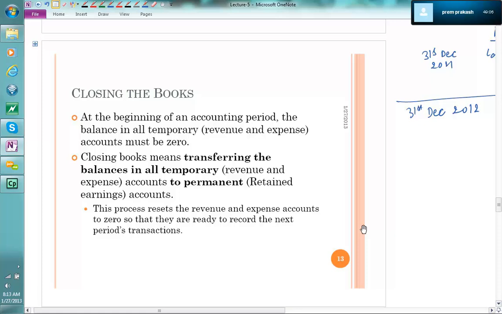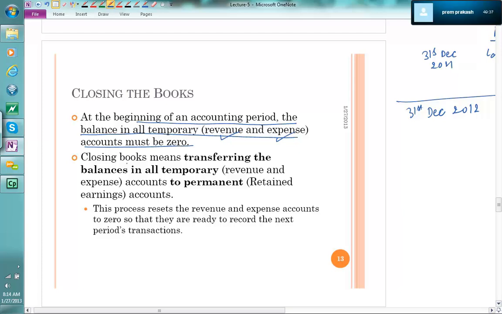Suppose you have sales, say 1 million in a particular year. How do we make it zero at the end of the year, so that for the next year when we start making entries, it starts with zero? At the beginning of any accounting period, the balance in all temporary accounts should be zero. All the revenues and all the expenses should be zero.